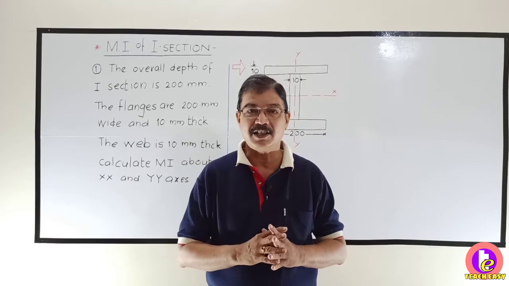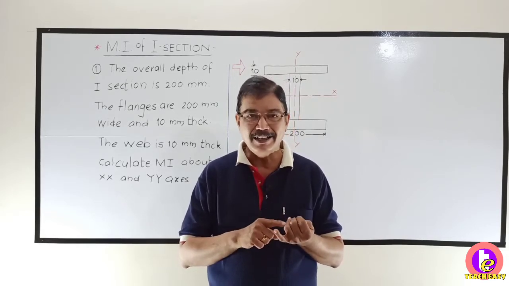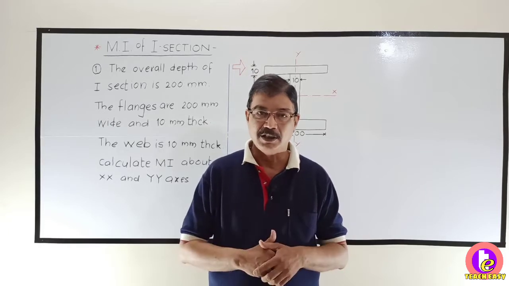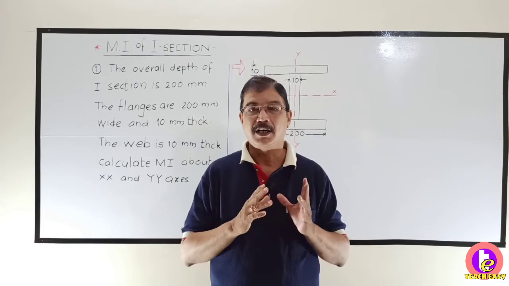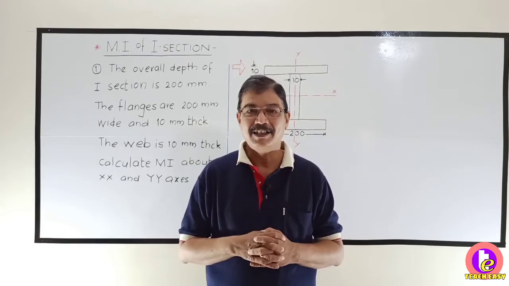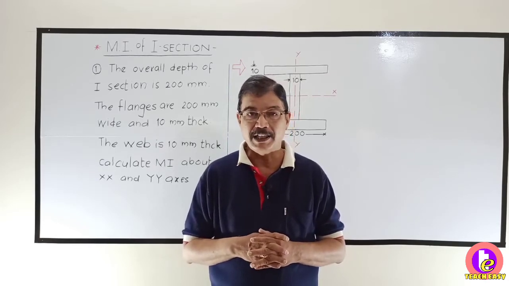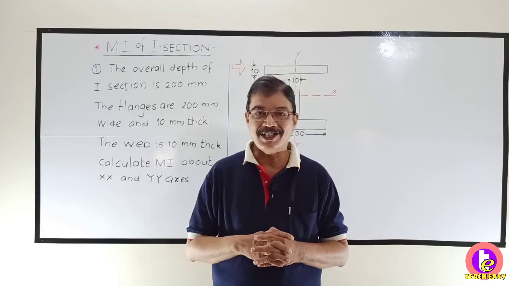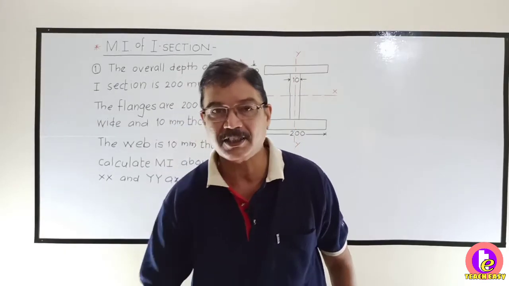All the structural sections, that is I section, channel section, T section, angle section, come in this particular category because they are made of two or more rectangles. In this lecture, we will see how to find out moment of inertia of I section. So let us start. Let us take the problem.